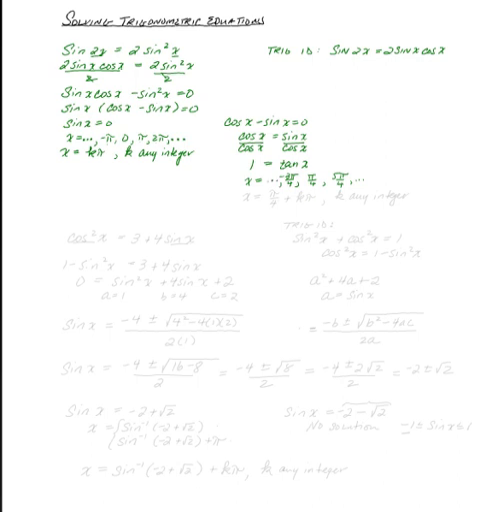Now notice that what we did is we identified one value, the positive pi over 4 that happens in the first quadrant, and if I subtract pi from that, I get to negative 3 pi over 4. If I add pi to that, I get to 5 pi over 4. So what I'm really doing is taking pi over 4 and saying plus a multiple of pi. So again, I'll write that as pi over 4 plus k pi, where k is any integer.